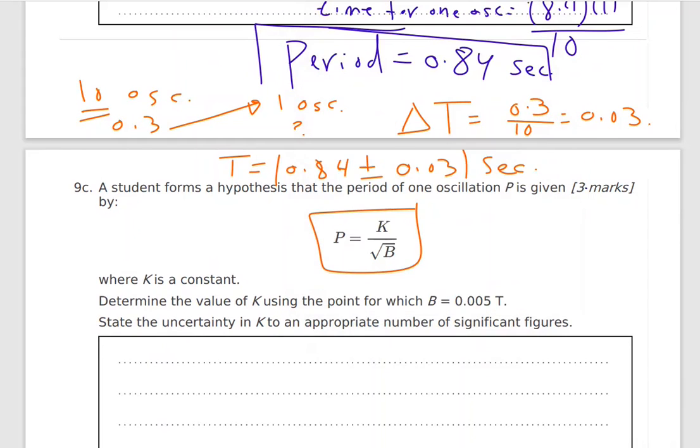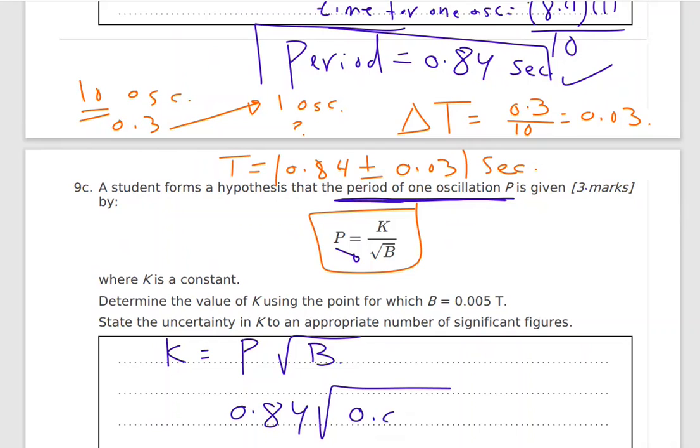Okay. So K, just do cross multiplication, will be P times the square root of B. P is the period of one oscillation. We calculated the period of one oscillation to be 0.84. So this will be 0.84 times the square root of 0.005, and this will be 0.059. This is the value of K.